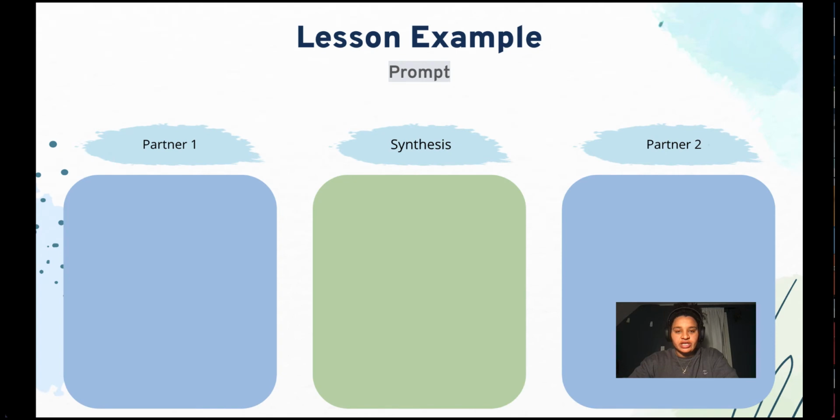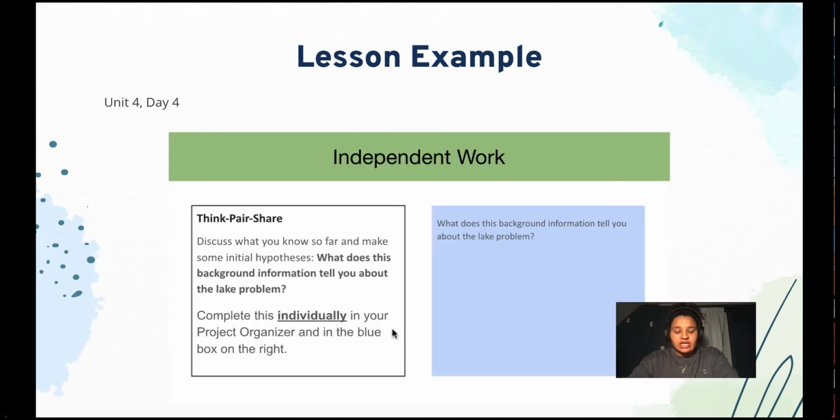So here's an example of how you can set up your Think, Write, Pair, Share using Google Slides. There is a clearly designated area for partner 1 to write their thoughts, a clearly designated area for partner 2, and then a space for them to synthesize their answer. This question is asking students, what does this background information tell you about the lake problem?